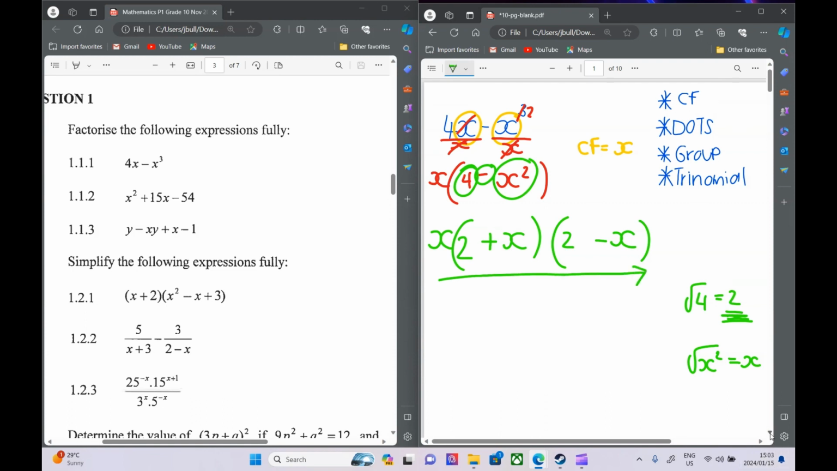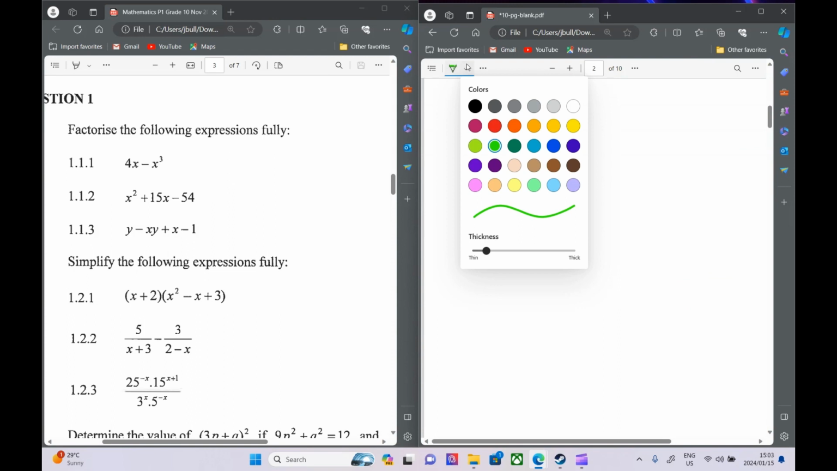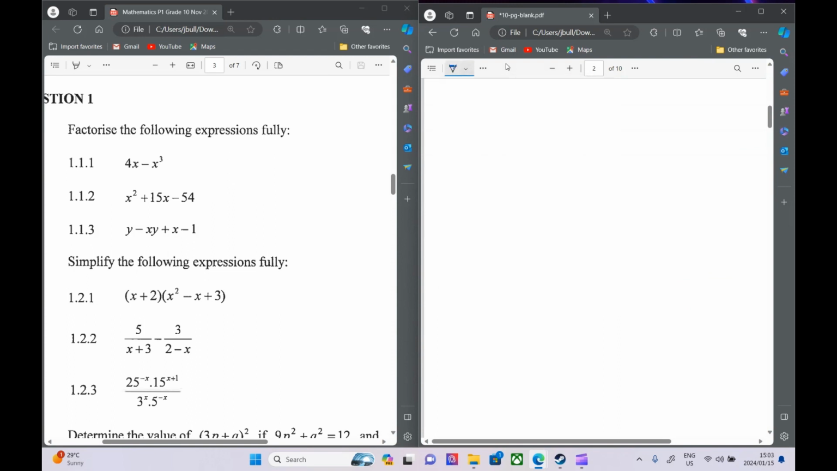Okay, 1.1.2, let's have a look at that. So 1.1.2 looks like I have a trinomial. How I know that is I've got three terms, and I know it is a quadratic when I have an x squared, then I have just an x term, and then I have just a number term. I would go through and check, but I don't have any common factors, don't have any dots, I can't group it, so it's probably going to be a quadratic.